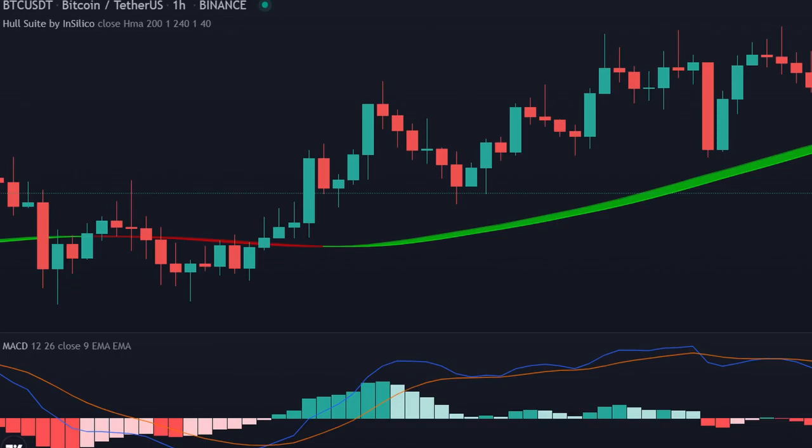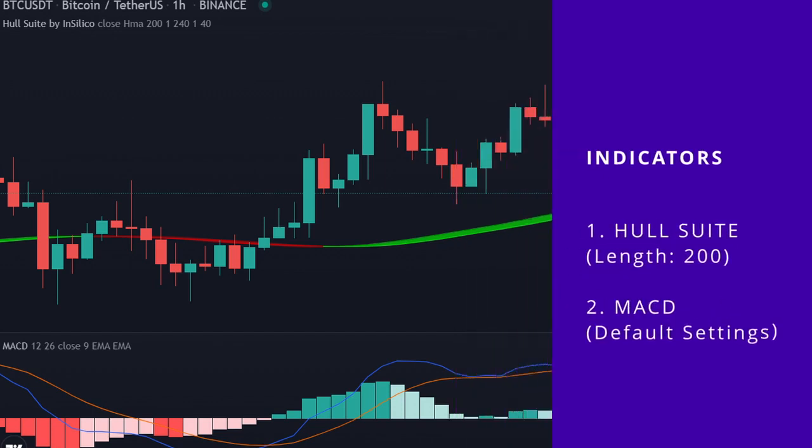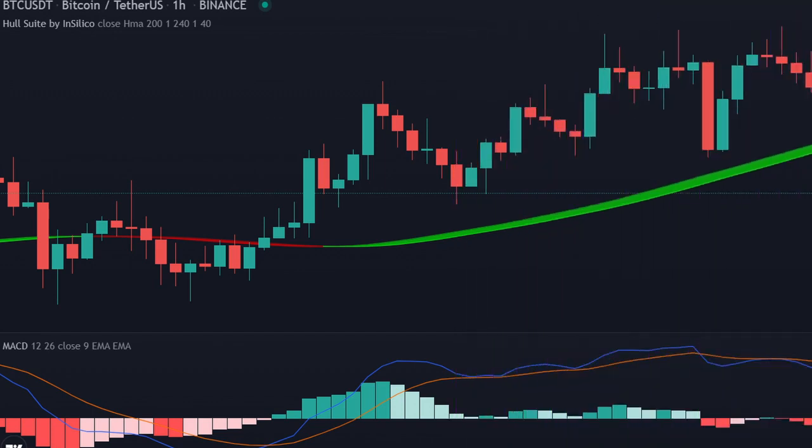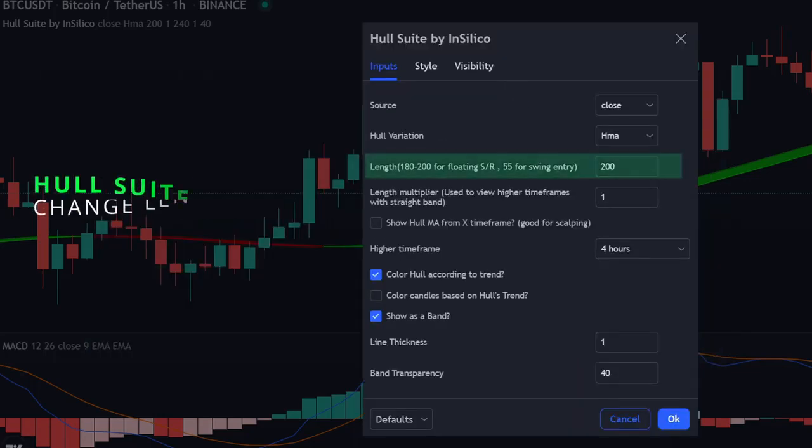In this strategy, we will need two indicators. They are Whole Sweet Buy in Silico and MACD with default settings. The first indicator is Whole Sweet Indicator Buy in Silico. You can find that indicator in TradingView Indicators list. Also, do not forget our custom parameters. We will need to change the link to 200. Now add this indicator to your chart.